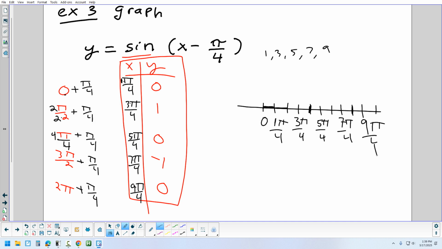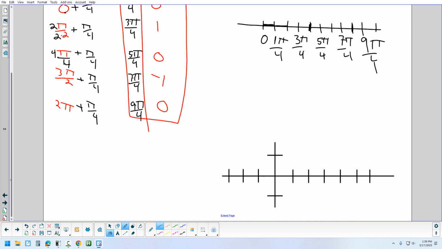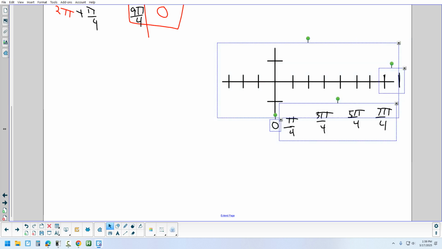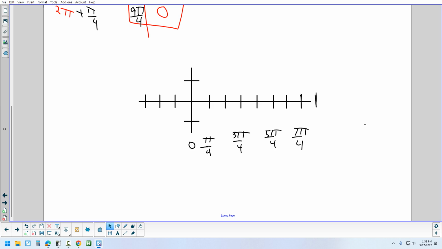Okay, so let's do that on a nicer graph. So we've got 0. That's 1 pi over 4. We're skipping 2 pi over 4 and going to 3. We're skipping 4 pi over 4 and going to 5. Skip 6, go to 7. And I need more space. Okay, if you ever don't have enough space, just take your graph, make it a little bigger. We're going to skip 8. And we're going to go to 9.